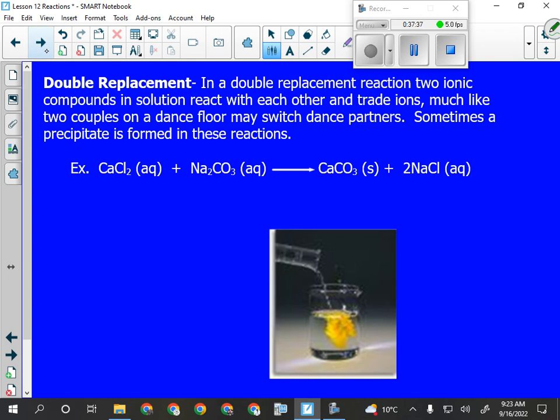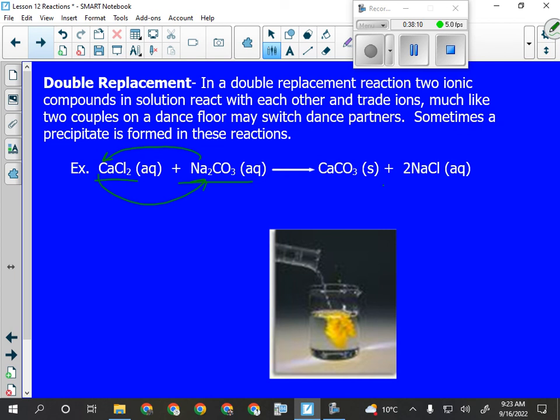Okay, last one is double replacement. And even though that would imply that it's more complex, they're actually easier. In a double replacement reaction, you have 2 ionic compounds reacting with each other. And all that happens is the metals switch places. So you get 2 new things, but they only come from the metals switching partners.